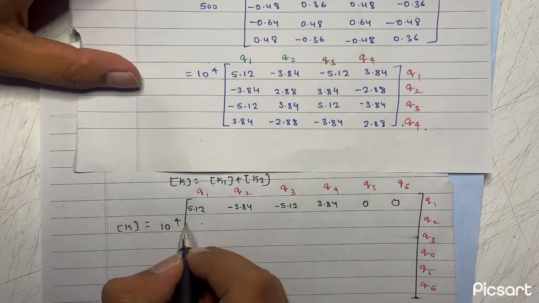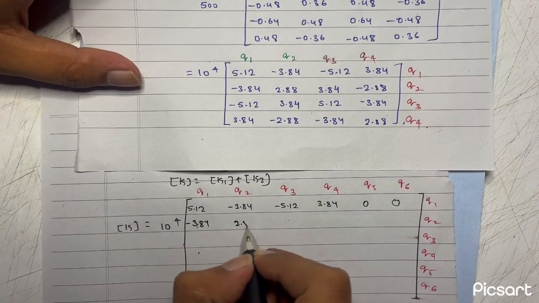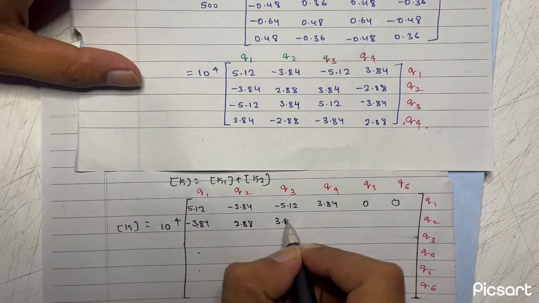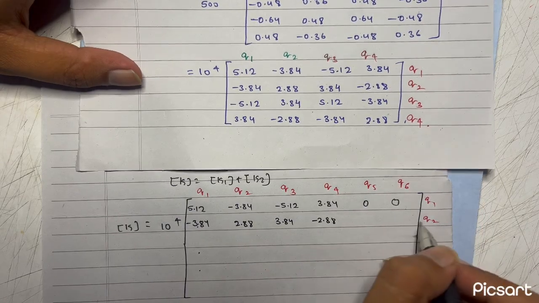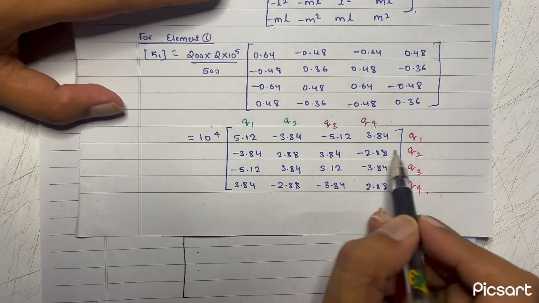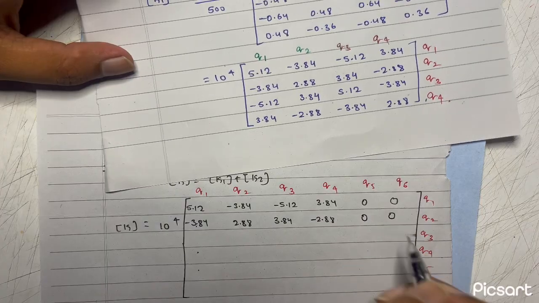I will write -3.84, 2.88, 3.84, -2.88. Here with respect to Q2 row we don't have that Q5 and Q6, so I will write 0, 0.